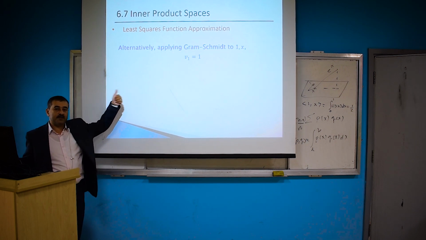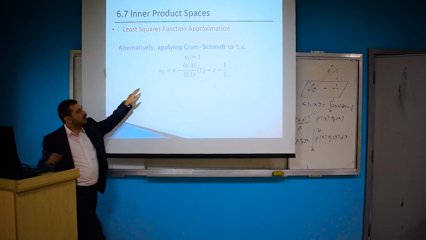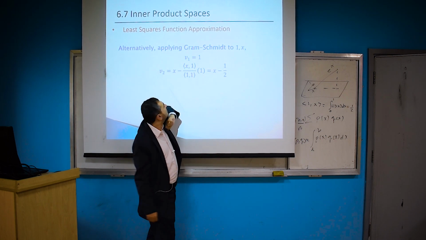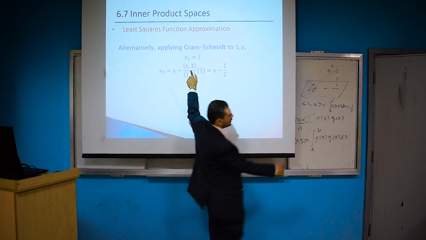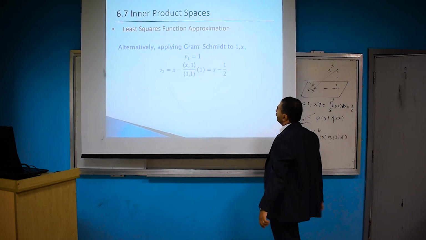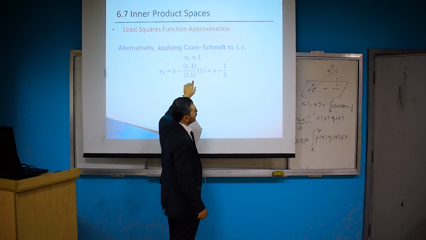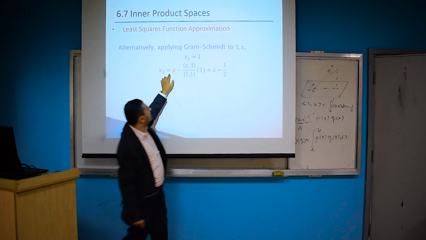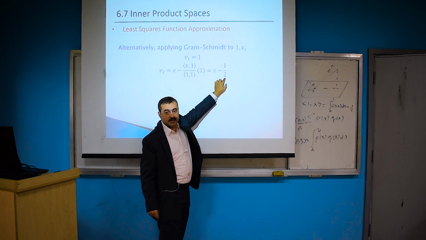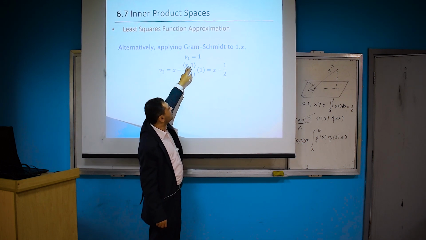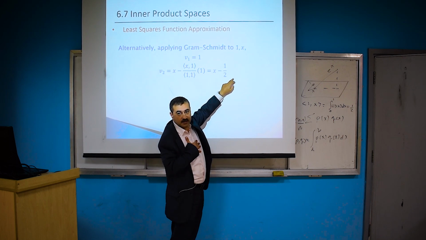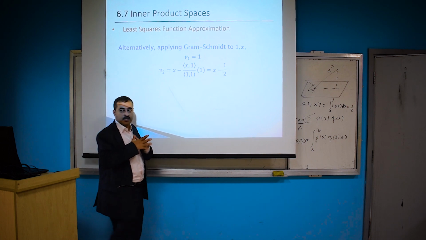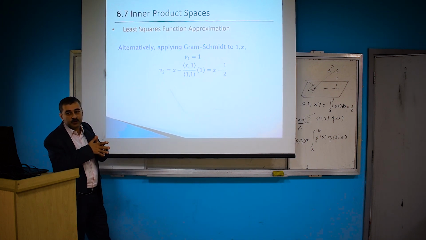We take the 1 as the first vector, and v2 is x minus its projection onto 1. The projection coefficient I calculated is half, since the inner product of 1 and 1 is the integral of 1 from 0 to 1, which is 1. So here we have x minus half. So the two functions, 1 and x minus half, according to this inner product are orthogonal. Then you can project.